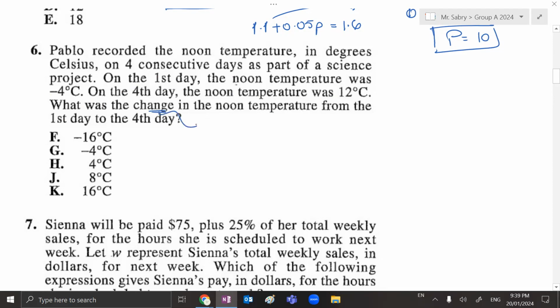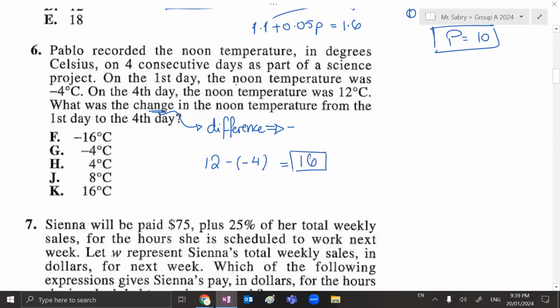The word change basically means difference, and the word difference means minus. So if I need to know the change between two things, I basically need to subtract them from each other. The first day, it started at -4. And then the last day, it reached 12. So I'll put the new temperature that I've reached minus the first temperature that I started with.